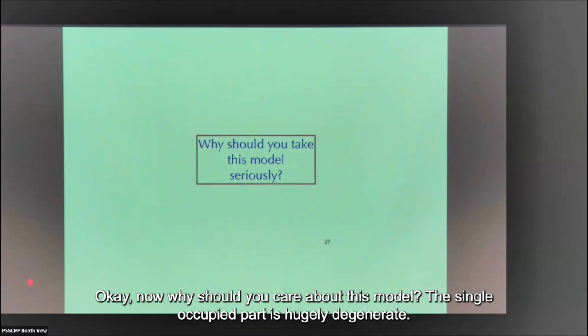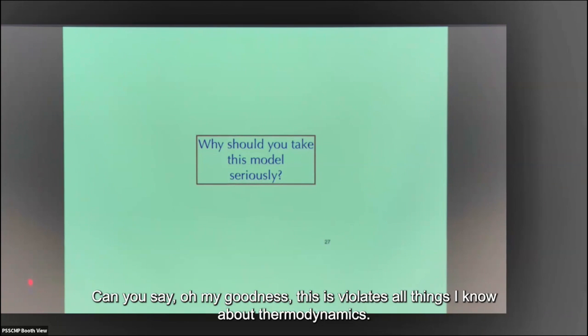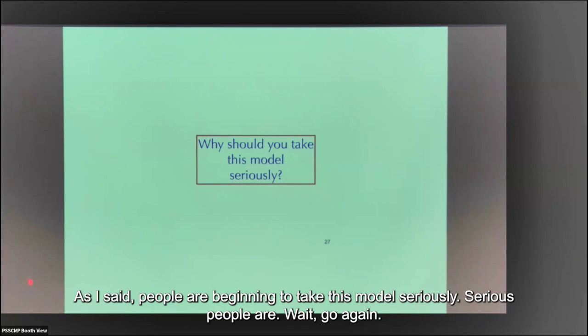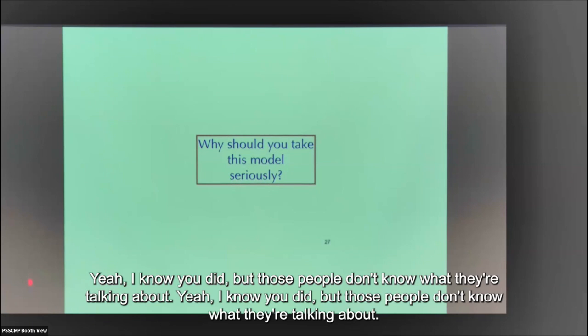Okay, now, why should you care about this model? The singly occupied part is hugely degenerate. And you say, oh my goodness, this just violates all things I know about thermodynamics. As I said, people are beginning to take this model seriously. Serious people are, like Kugan. I got yelled at, okay. Yeah, I know you did, but those people don't know what they're talking about. Okay, okay, now. We do.